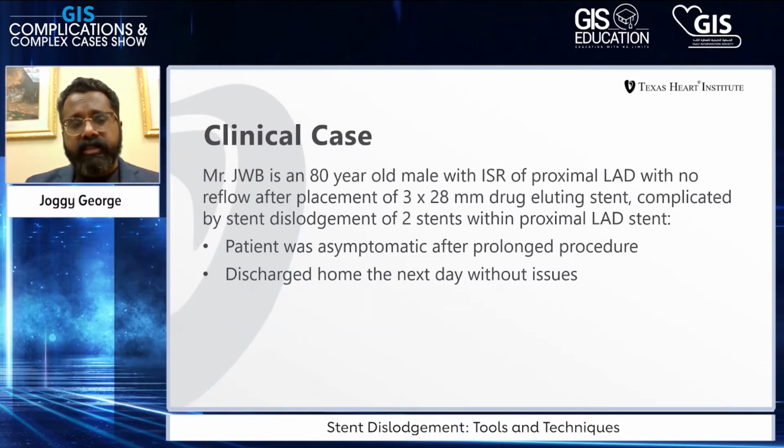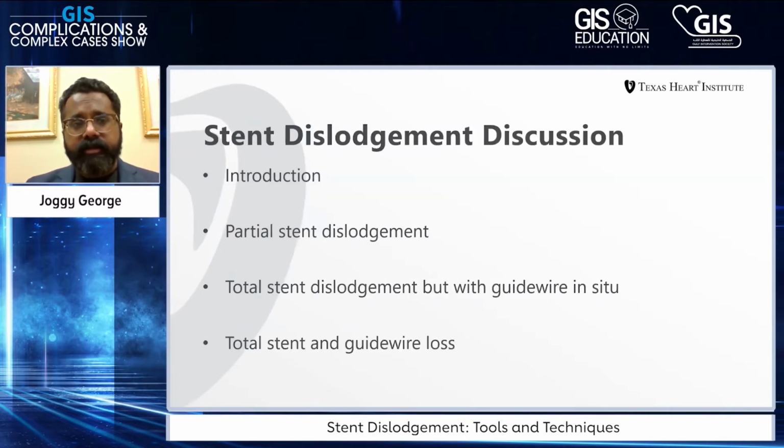So let's now discuss some of the techniques and tools that we have in the setting, how we make decisions with regard to what the best technique is. So as a way of introduction, we're going to see what kind of risk factors there are for stent dislodgement. And then depending on how the anatomy of the vessel is, and how much the stent is dislodged, we can employ specific tools to try to salvage the situation.